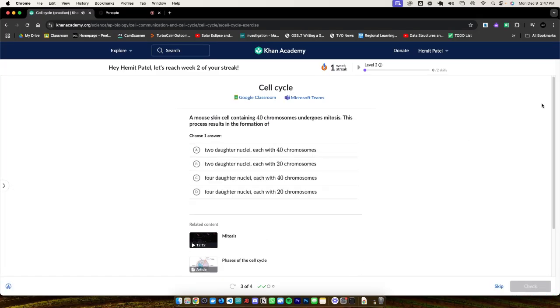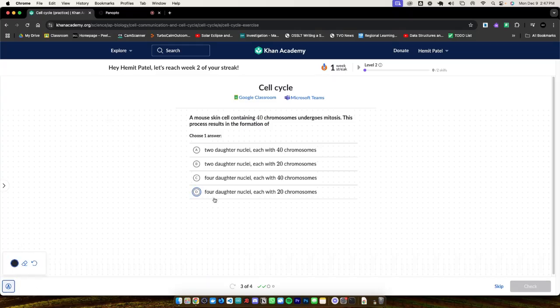Okay. A mouse skin cell containing 40 chromosomes undergoes mitosis. The process results in the formation of two daughter nuclei. So it's going to be two daughter nuclei, because remember, during mitosis, you have your parent cell, and that is separated, or we can say divided, into two daughter cells. So if you have two daughter cells, that means you have two daughter nuclei, nuclei just being the plural for nucleus, because each of these cells contains one nucleus, right? And each of them will contain 40 chromosomes.